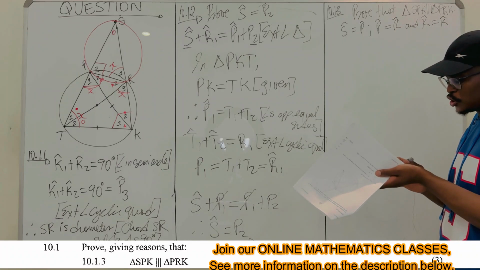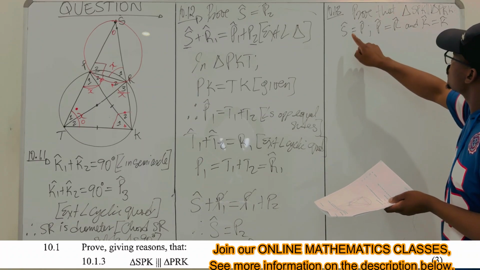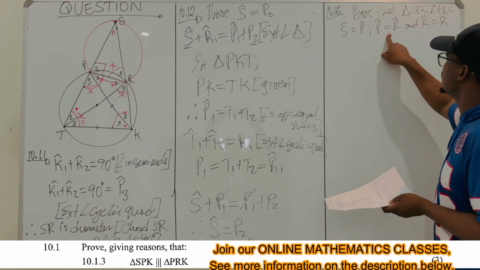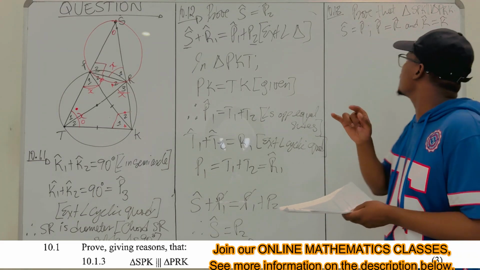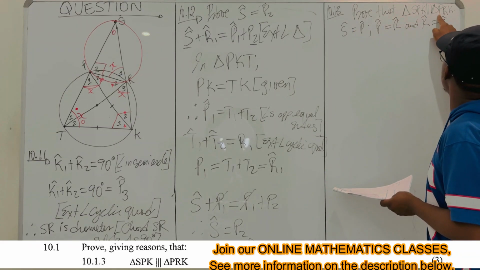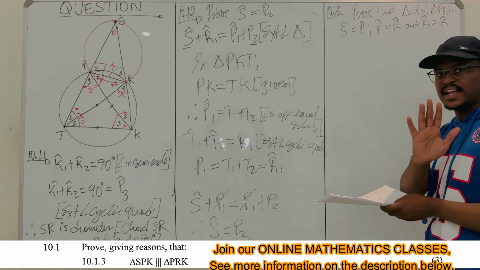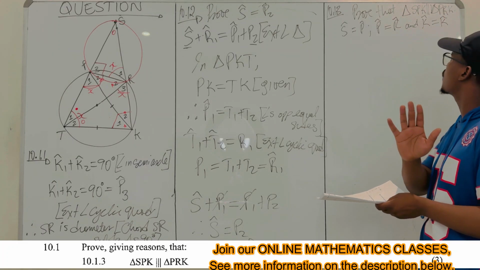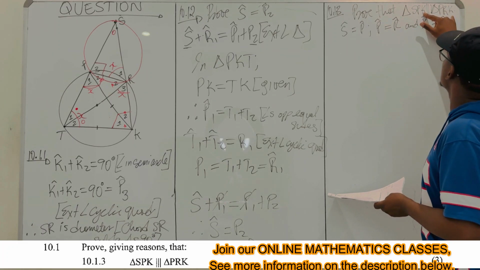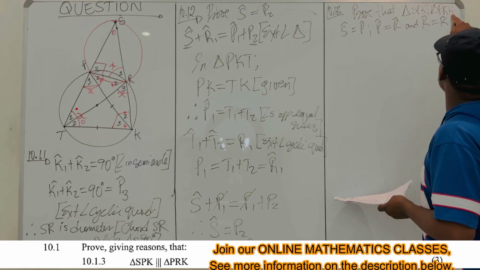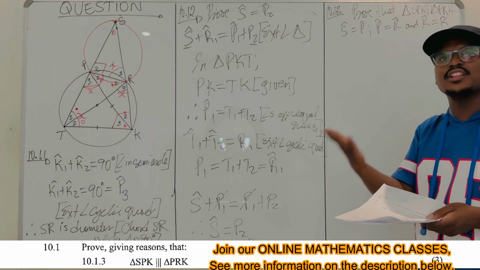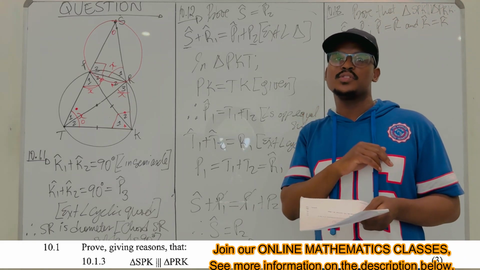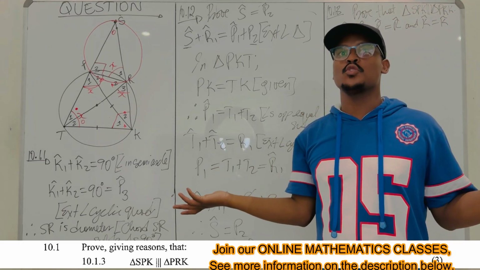So, if you have shown two of these, you do not need to show the third. If you can show that this angle is equal to this angle and this one is equal to this one, you can stop right there, because the remaining ones are also going to be the same. You don't need to show all three angles. Showing two will do the work. But if you have enough time, you can show all three of them.